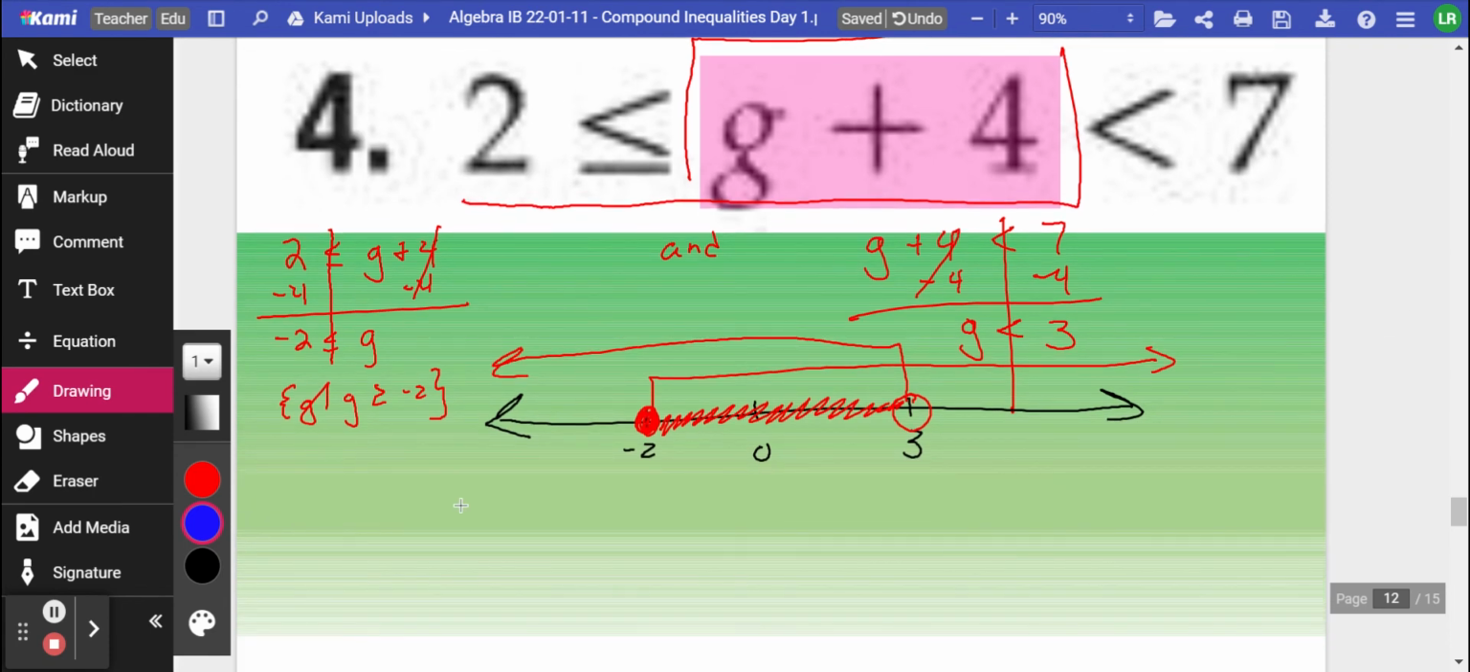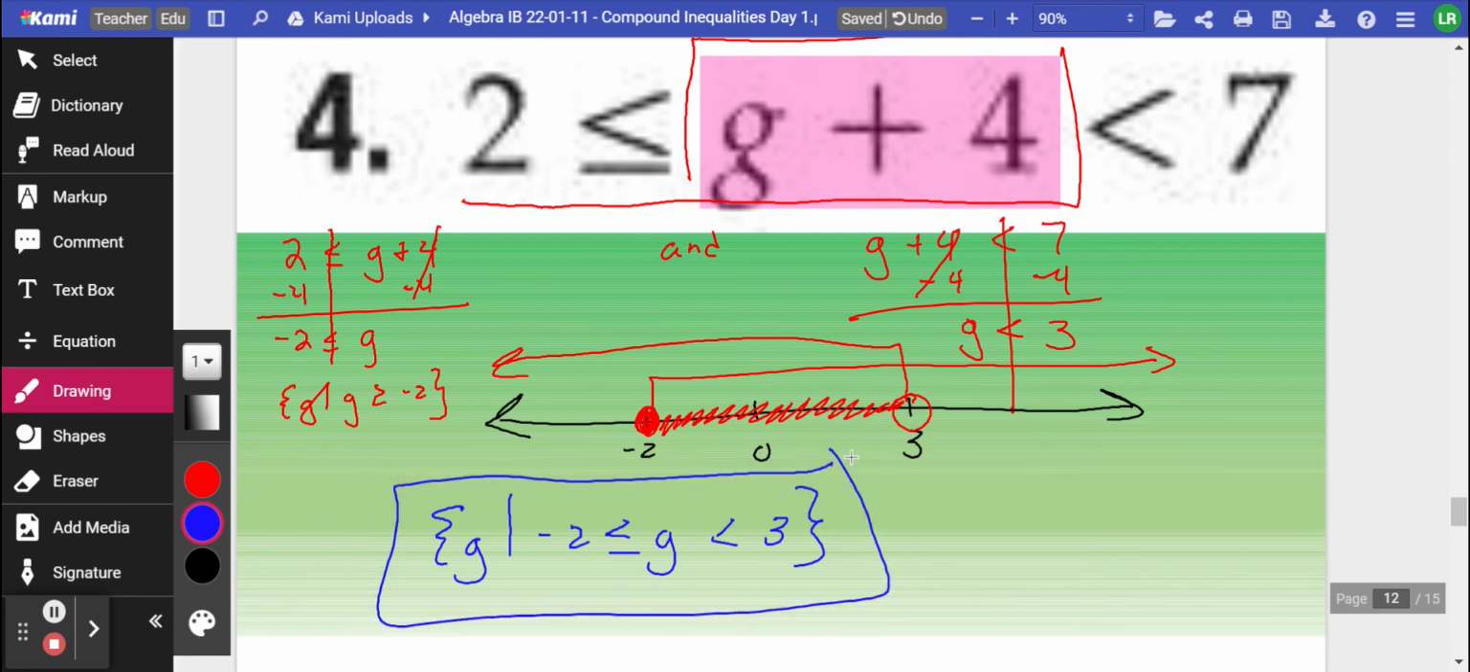So again, you have that special way of writing the middle section. G such that smallest number, letter, biggest number. And you always use versions of less than. The left side, that's a closed dot, so that is a less than or equal to sign. That is an open dot, so that's just a less than sign. And that would be my final answer.